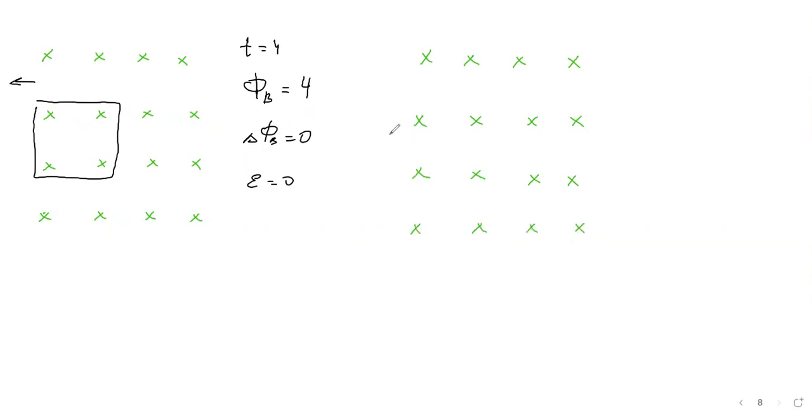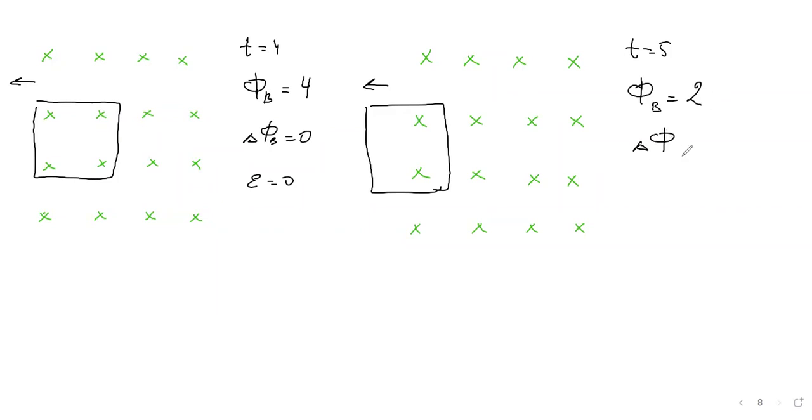So the loop is now somewhere here. T equal 5. What is the flux right now? 2. So what is the change in the flux? Negative 2, because we lost 2 crosses. Now the most important part, the direction of the induced EMF. I would say clockwise.